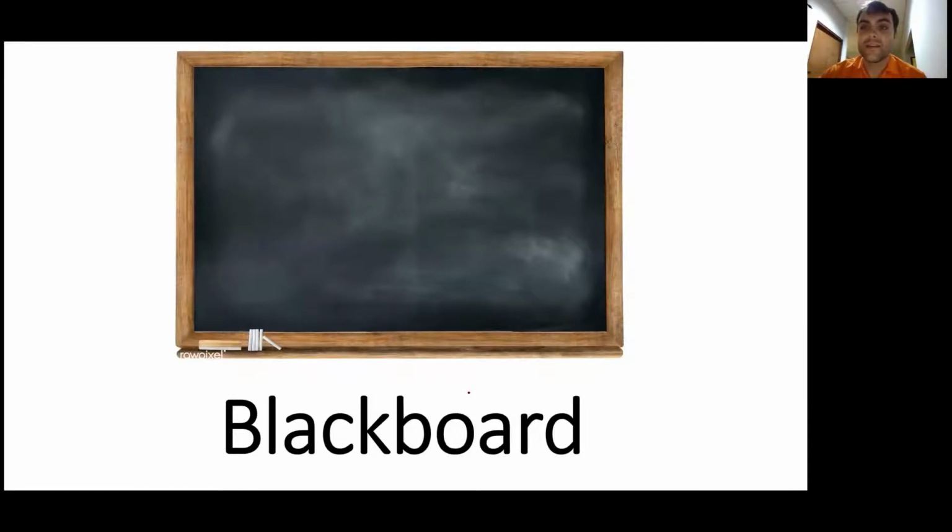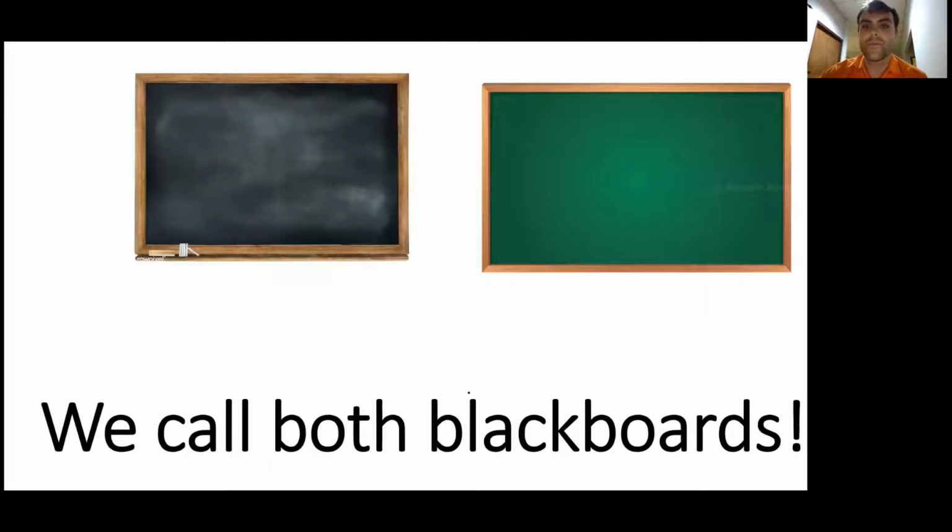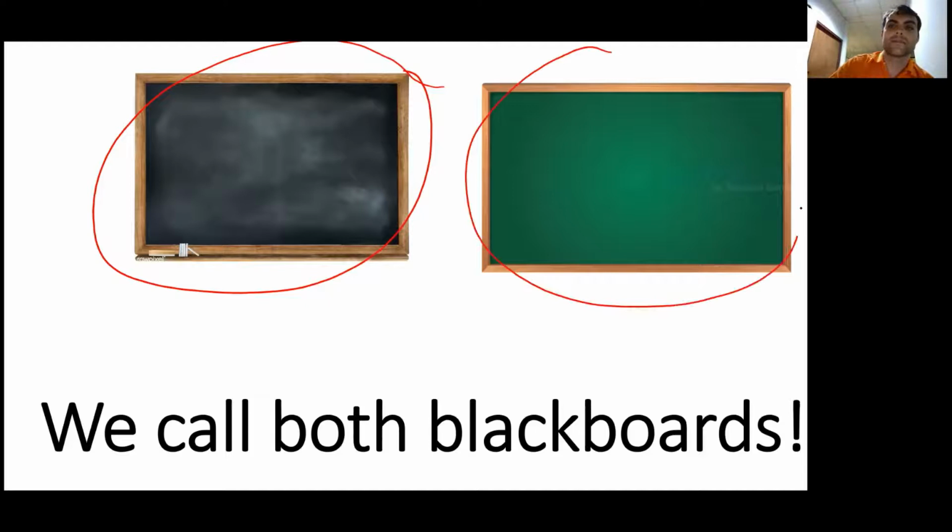Okay, now we're going to learn some new vocabulary. So this is a blackboard. So repeat after me. Blackboard. And this is also a blackboard. Even though it's green, we still call it a blackboard. So repeat after me. Blackboard. See, they're both blackboards. This is a blackboard, and this is also a blackboard.